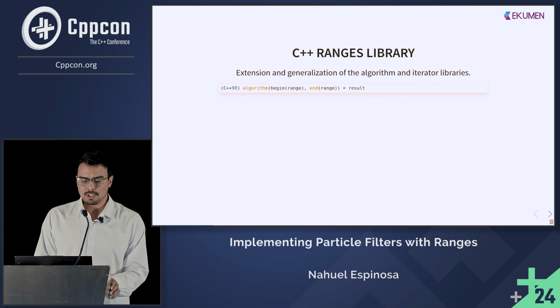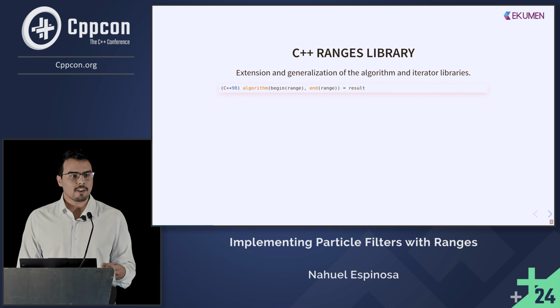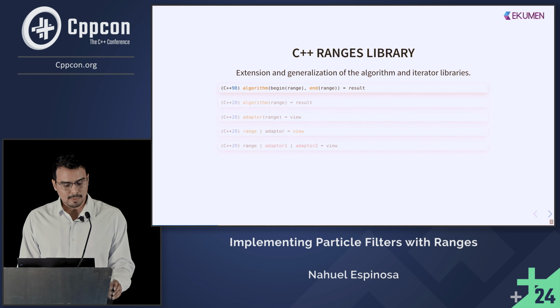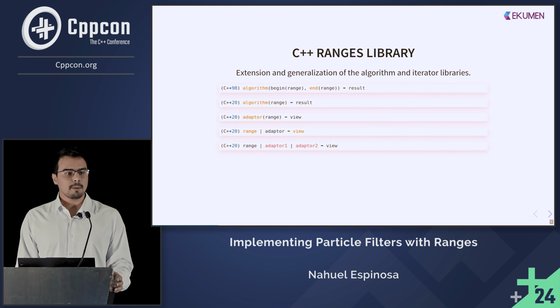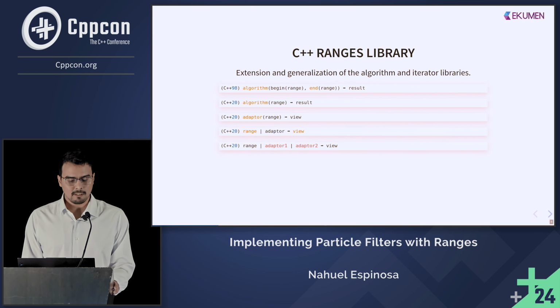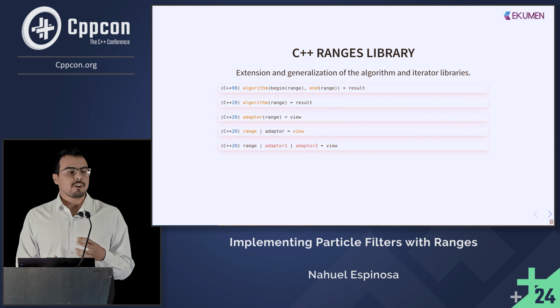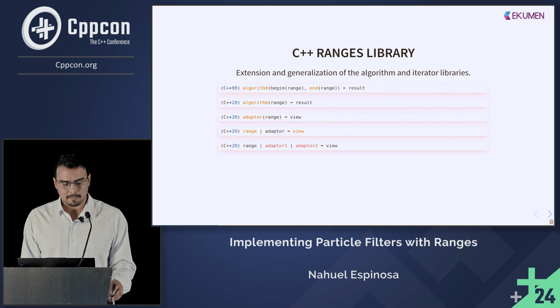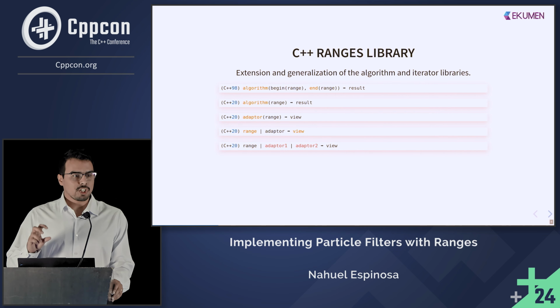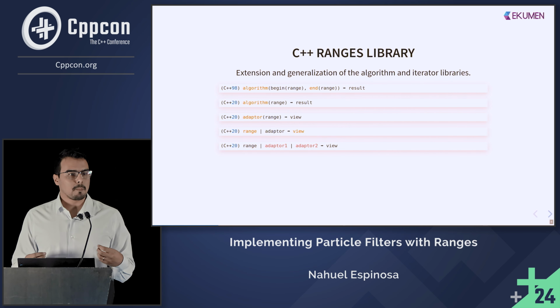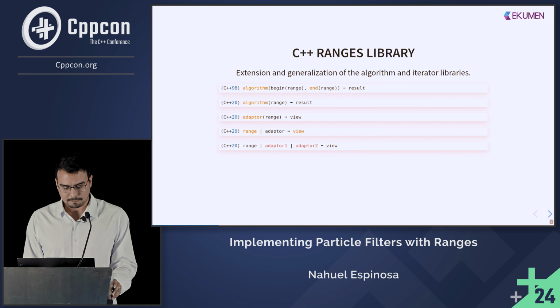Now to ranges. Ranges is an extension and generalization of the algorithm and iterator libraries. Since the beginnings of C++, we have had algorithms that take iterators as input. Since C++20, we now have a formalized range concept, and we can pass ranges to our algorithms directly. And we also have views, which are lazy ranges where the computation happens only when we iterate over them. An object that takes a range and generates a view is called a range adapter, and these adapters can be composed in range pipelines, producing nice and declarative expressions like this one.